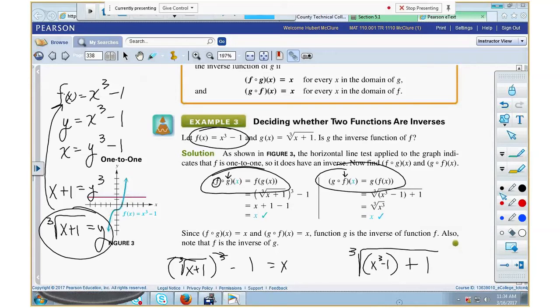And what is x cubed minus 1 plus 1? Well, minus 1 and plus 1 cancel. And what is the cube root of x cubed? So they're inverses of each other. That's the way you can check it algebraically. If they equal the same thing, then they are inverses. And this is algebraically, this is not graphically. Graphically is when you just plot them, and that's what I'm going to let you do on the calculator. All right, so that's that.